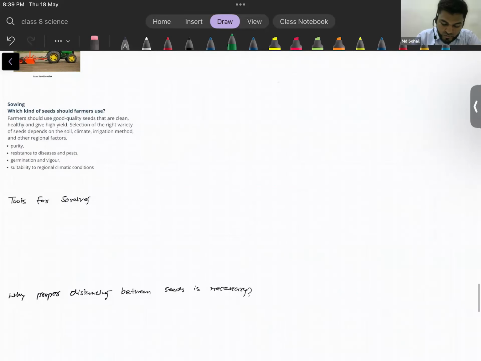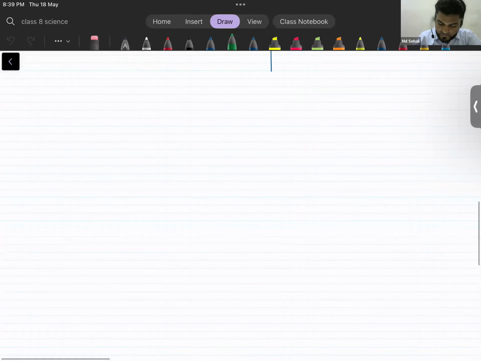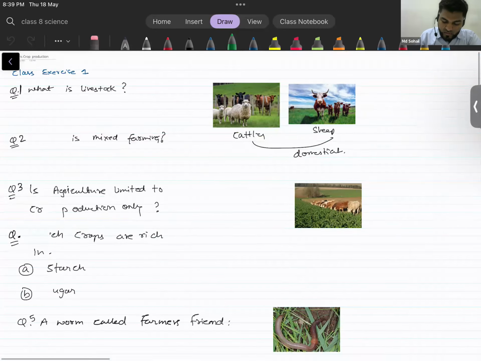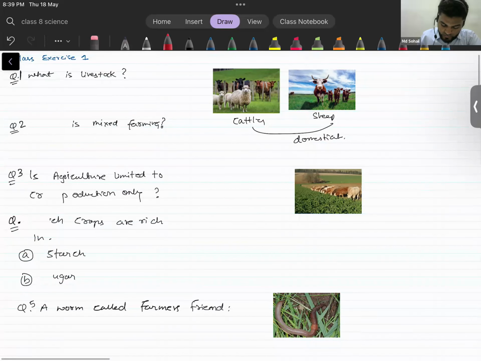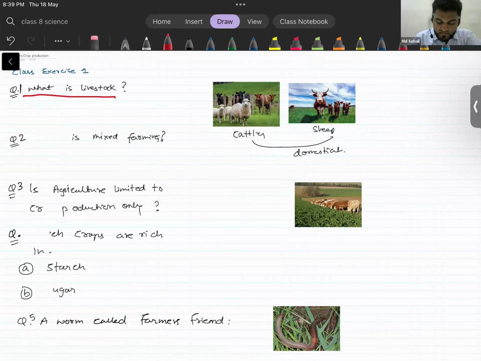So, a few questions which we discussed earlier, let's revise them quickly. See, question number 1. What is livestock? We discussed it in the previous class, in the first class. What are livestock?